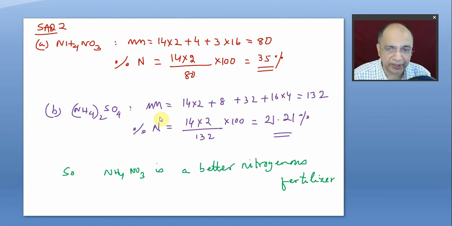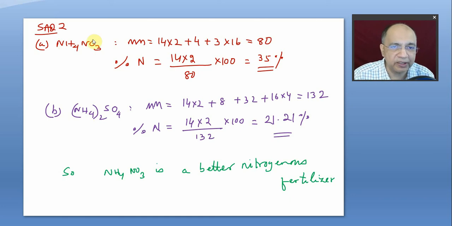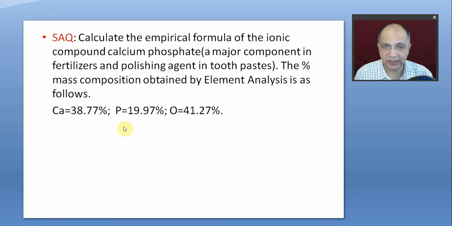But in ammonium sulfate, the molecular mass is 132. So there are 2 nitrogen atoms. So 28 by 132 into 100. So it is 21.21. So in every 100 gram of ammonium sulfate, there is 21.21 gram of nitrogen. But in every 100 gram of ammonium nitrate, there is 35 grams of nitrogen. So definitely ammonium nitrate is a better nitrogenous fertilizer than ammonium sulfate, right?